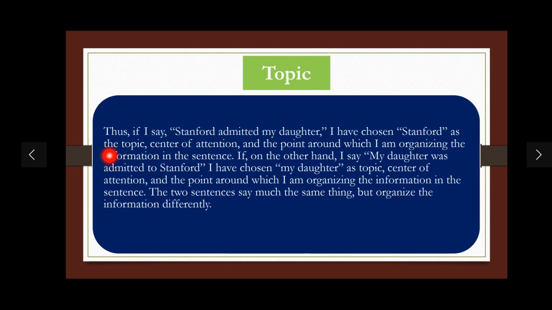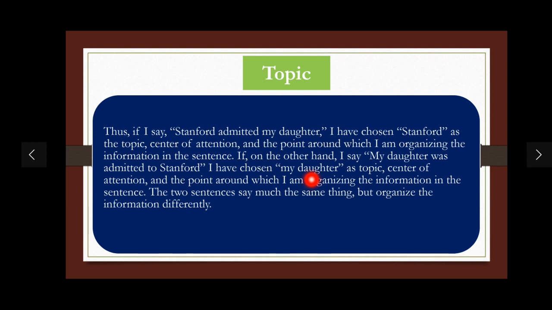Thus, if I say, "Stanford admitted my daughter," I have chosen Stanford as the topic, the center of attention, and the point around which I am organizing the information in the sentence. If, on the other hand, I say, "My daughter was admitted to Stanford," I have chosen my daughter as the topic, the center of attention, and the point around which I am organizing information in the sentence. So the two sentences say much the same thing but organize the information differently.